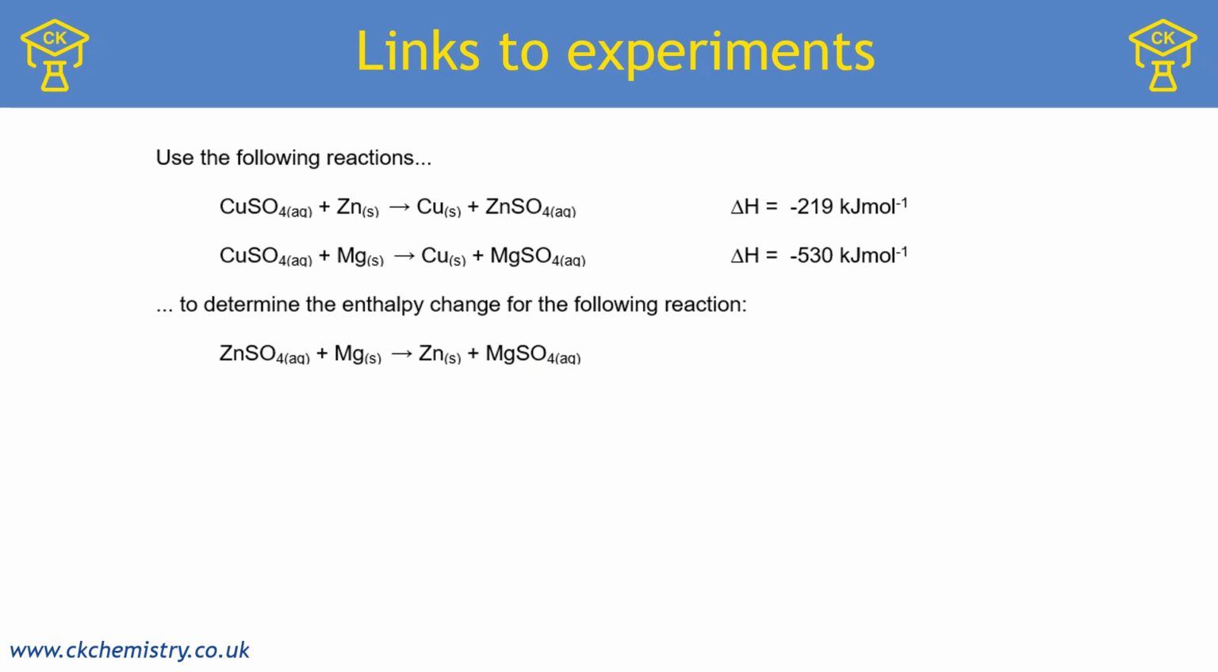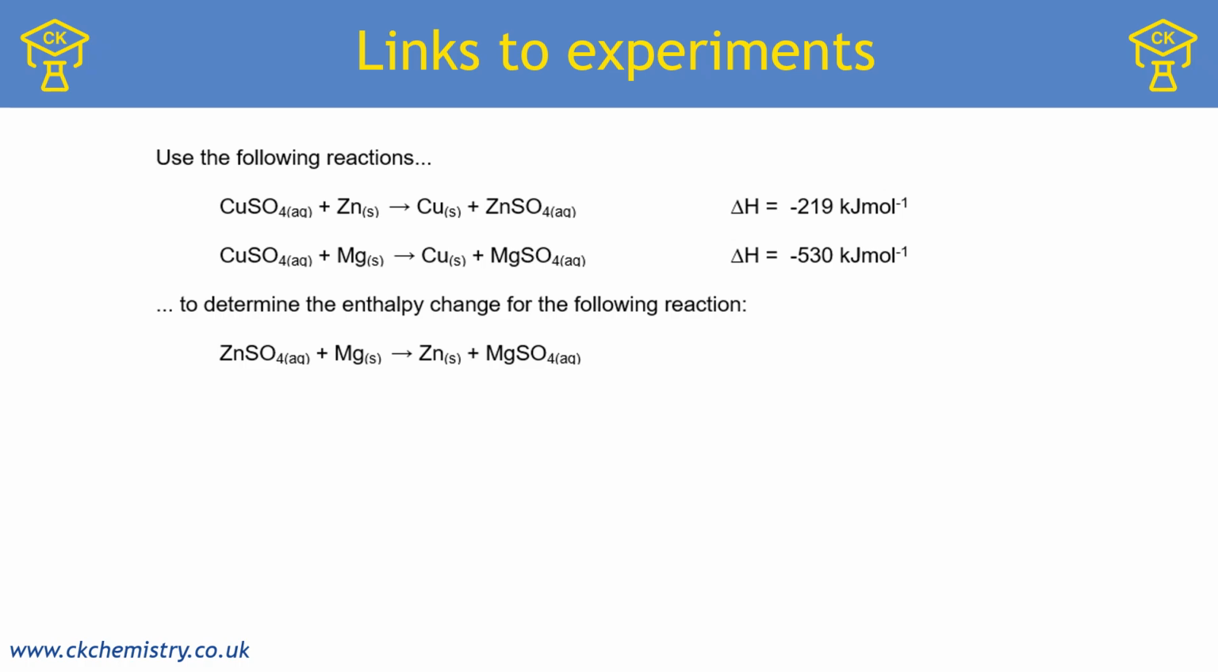Right, so these are all displacement reactions. These are all metal plus metal salt, and you can see all the metals are swapping places. We could have this as an ionic equation because the sulfate ion actually isn't really doing anything. But let's not worry about that right now. Let's worry about how we put it in a Hess cycle.